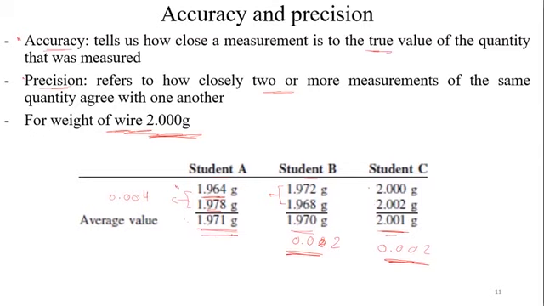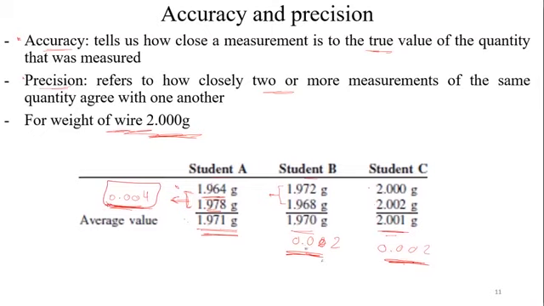So for this one here, the precision is not that good. The difference between the two readings is larger than in these two cases. So I would assume that this precision is lower than the precision of these two answers.